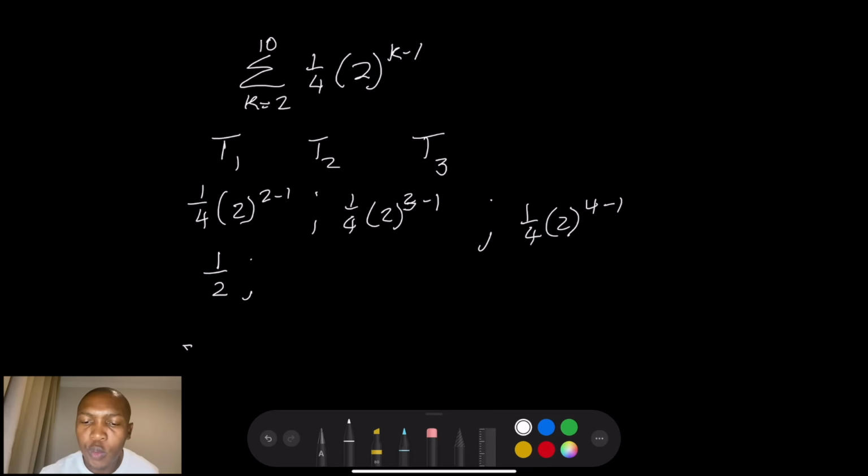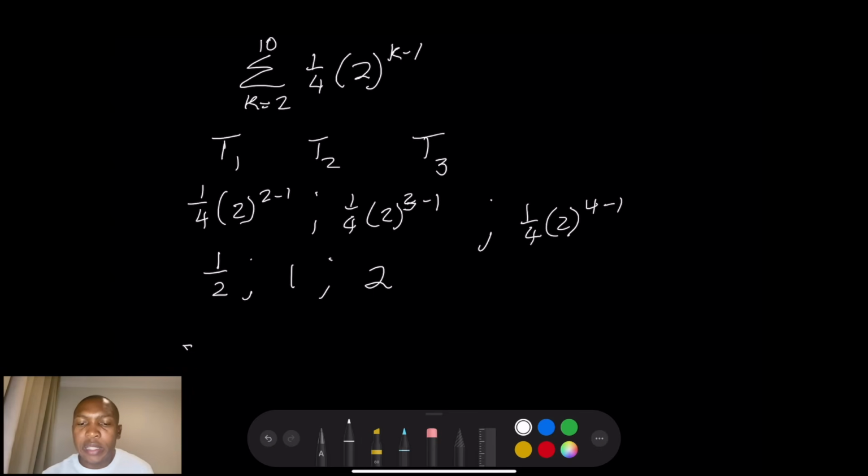And here I've got 1 over 4 times 2 to the power 3 minus 1. 3 minus 1 is 2. So that would be 2 squared, which is 4. 4 times 1 over 4 gives us 1, okay? And of course, the last one, that's 1 over 4 multiplied by 2 to the power 4 minus 1. 4 minus 1 is 3, and 2 to the power 3 is 8. So 8 times 1 over 4 would give me 2. So those are the first 3 terms.